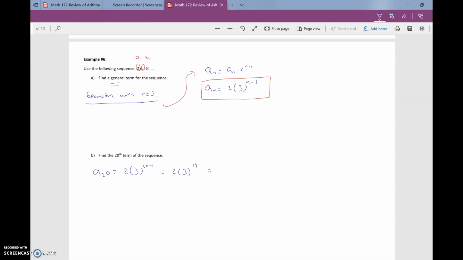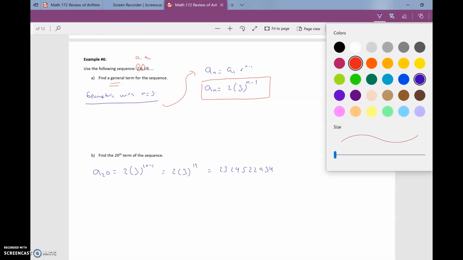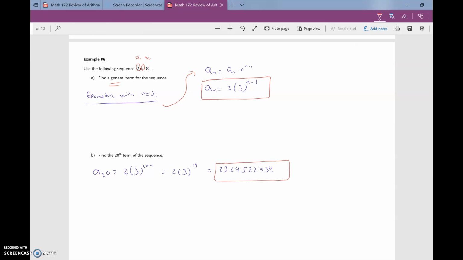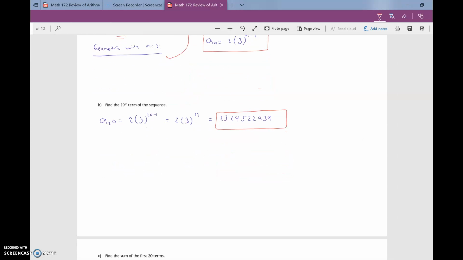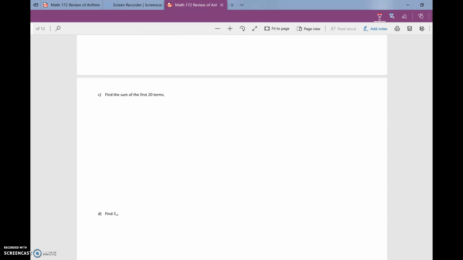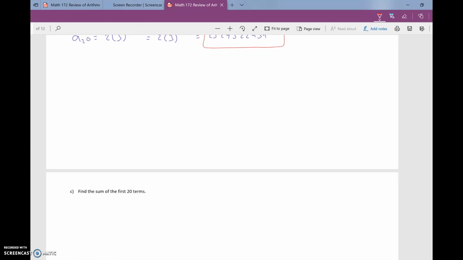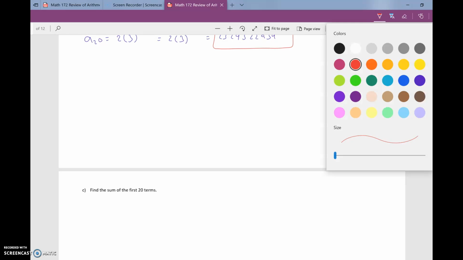Okay, so I'm getting that the 20th term is 23,245,229,934. So this particular one, it's getting very large. Let me double check that I'm not messing up. No, 2 times 3 to the 19th. It's just a very large value, which takes me to the later terms, which are going to get infinitely large. Hopefully the calculator doesn't freeze.